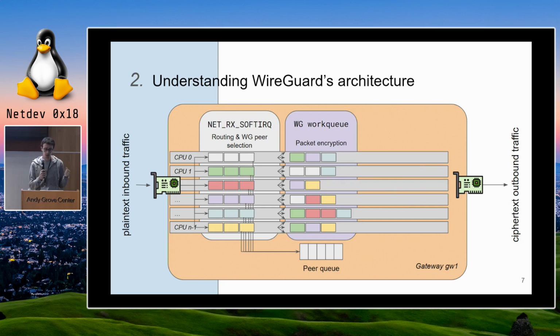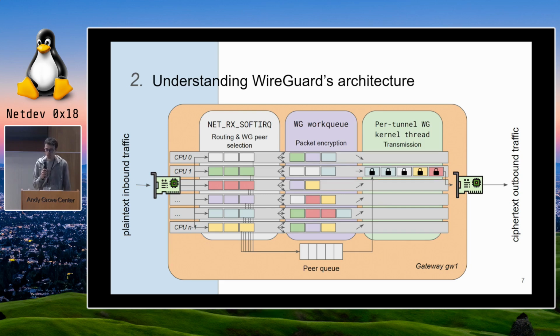Then the packets are moved over to the encryption stage. WireGuard uses a work queue, which is CPU-wide, to perform encryption, which means that even if we were just dealing with a single flow, the encryption load would be spread across all of the CPUs, and it would be parallelized.